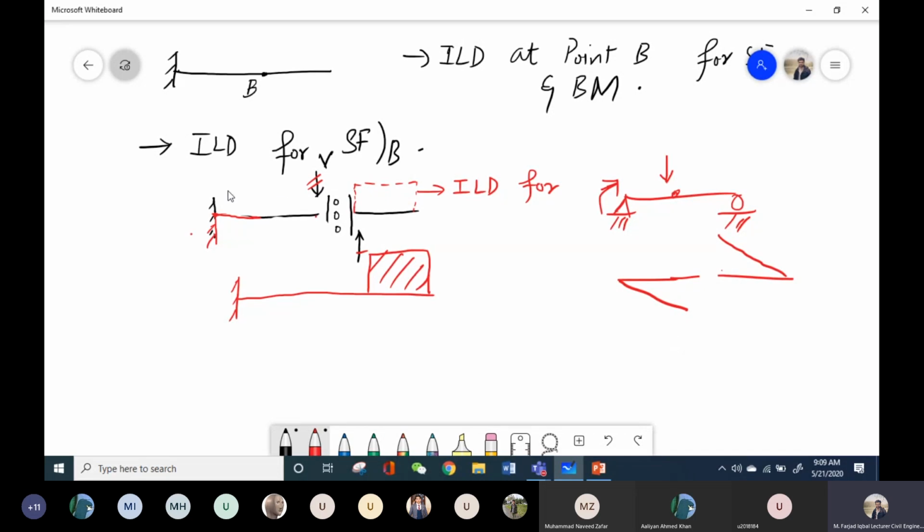But in the case of fixed support, basically the fixed support is something like this one. It is completely holding the beam. So when you apply the downward load, it won't move anywhere. It will remain at its place.